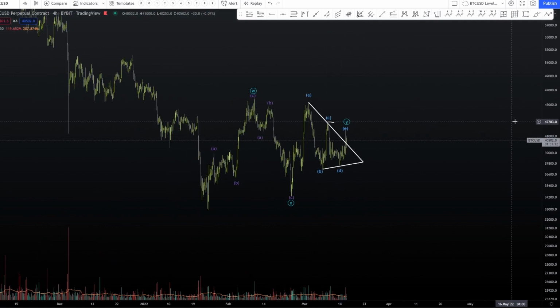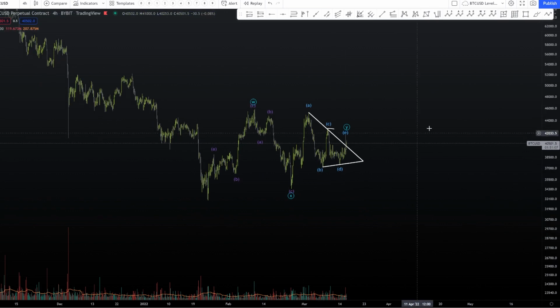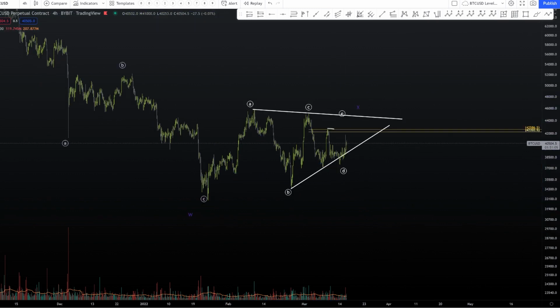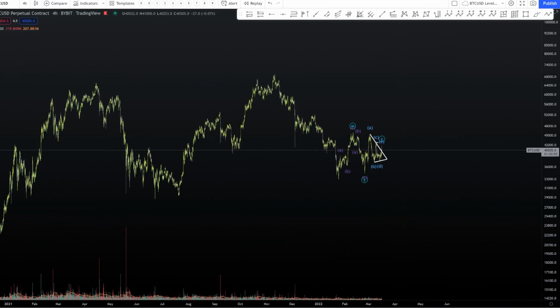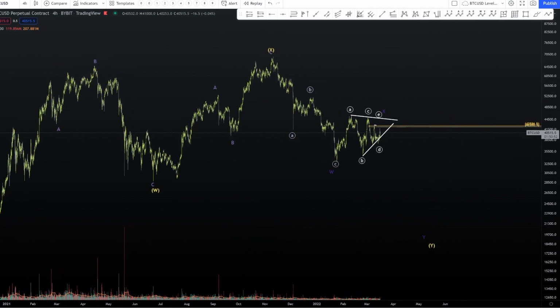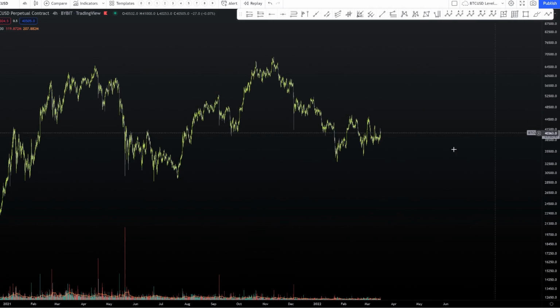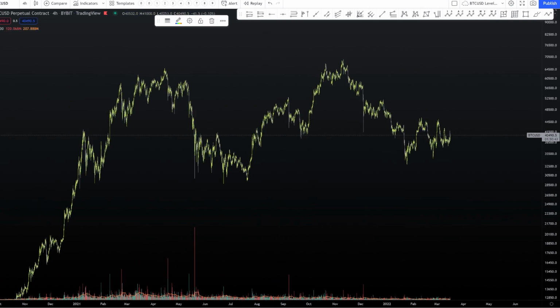Now, it's still possible. There are other possibilities for the wave X. However, that's going to be invalidating this count, which I think is actually more likely than the previous count that I showed you guys right here. So that's going to be basically decreasing the probabilities of the WXY count, the larger WXY count, I should clarify, as so. So that's essentially what we're looking at as far as the WXY count goes. Now, the next count we're going over, as you guys are probably aware of, is the running triangle, and it makes a lot of sense.